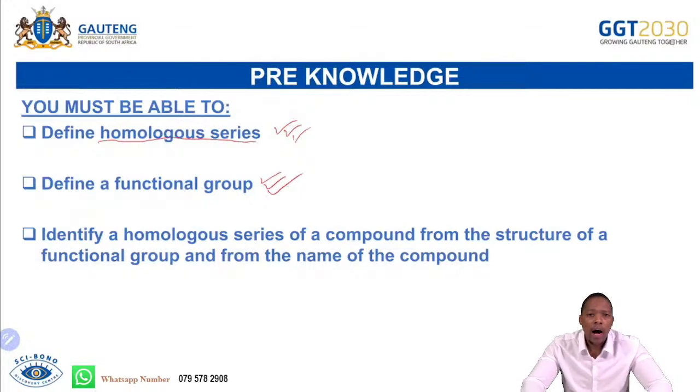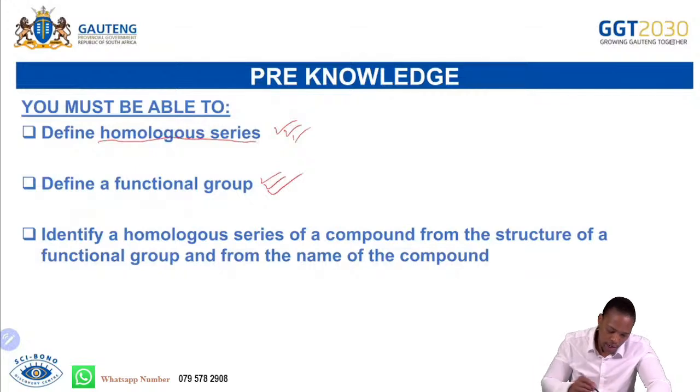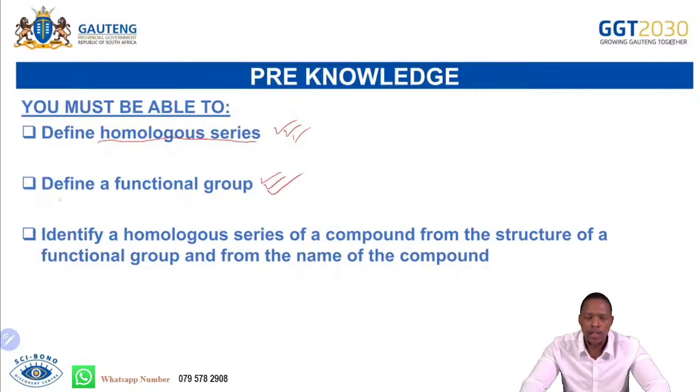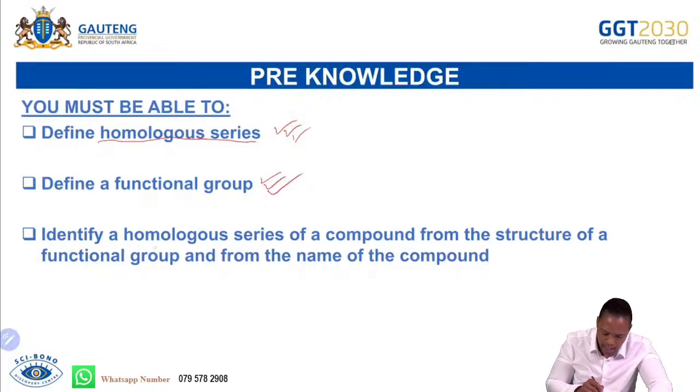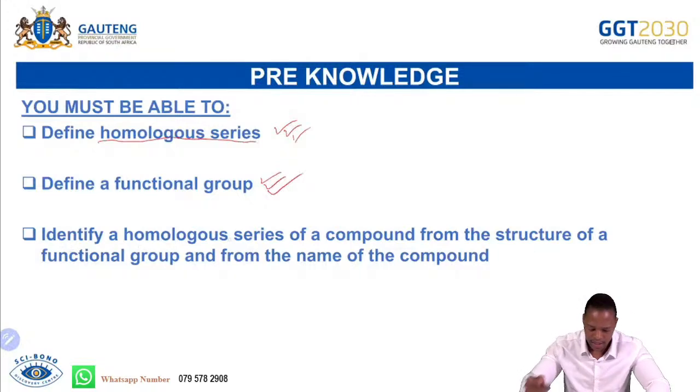These two are perhaps the most important things. If you know your homologous series and you know your functional groups, this will make life easier when dealing with organic chemistry in grade 12 technical sciences. So you must be able to define a functional group. And you must be able to identify a homologous series of a compound from what? From just looking at the structure of the functional group.